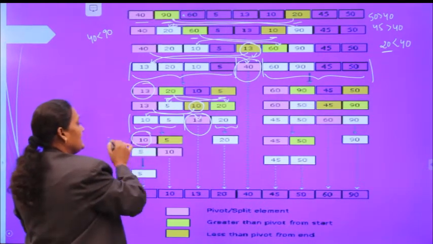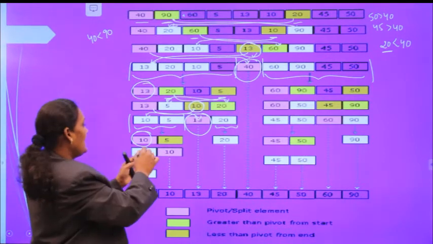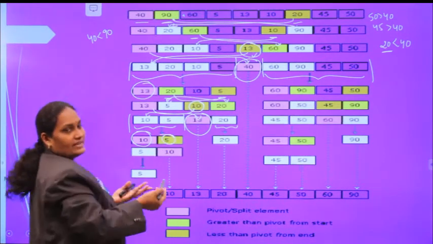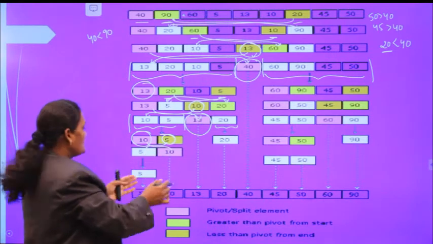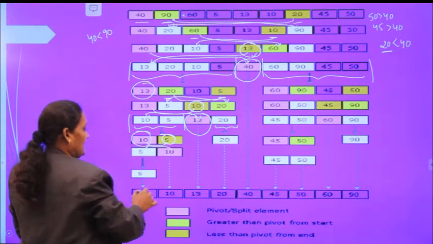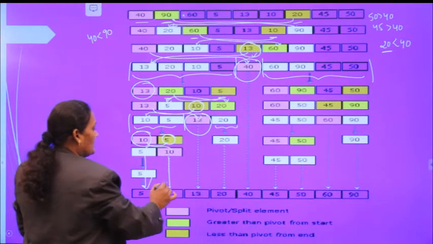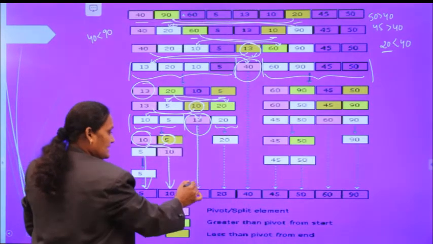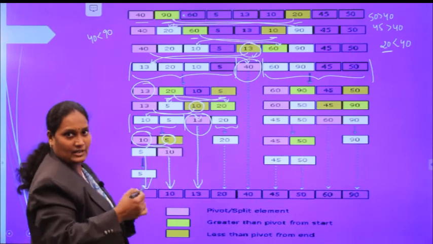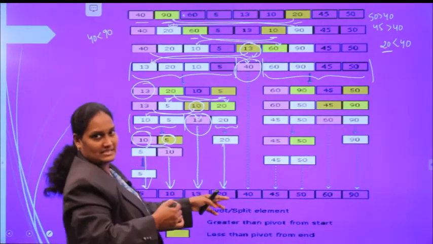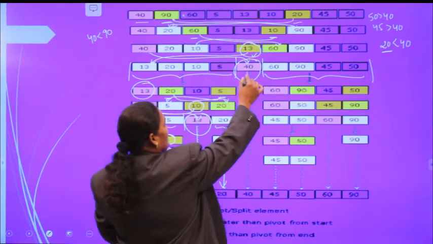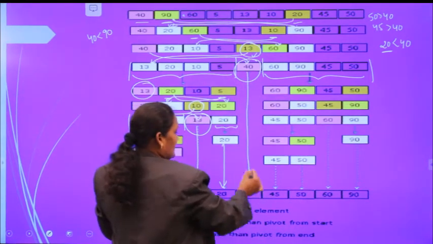Again, I am taking 10 as the pivot element. The last element that I am comparing is 5. So both are to be rearranged or swapped. So we will get 5 and 10. So here these are already sorted. 13 is already in its correct position. And 20, since only one element is there, is already sorted. And 40 is also correctly placed in its position.